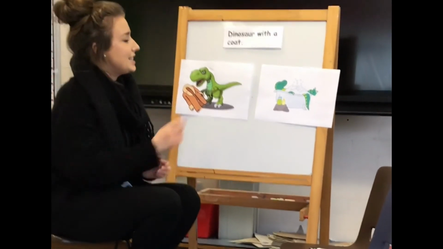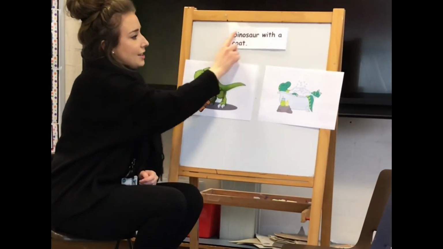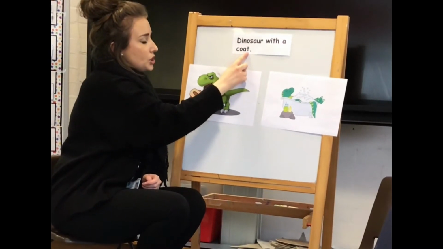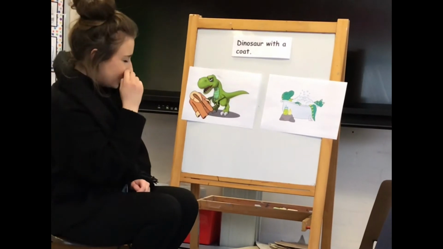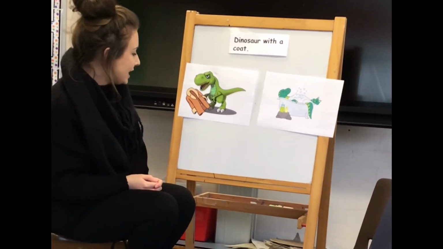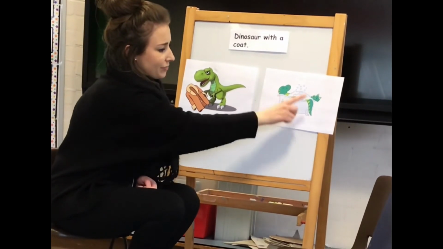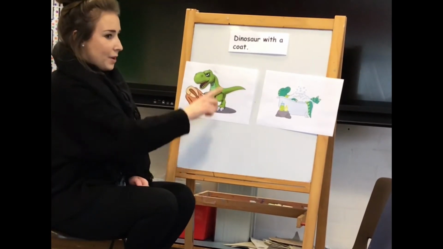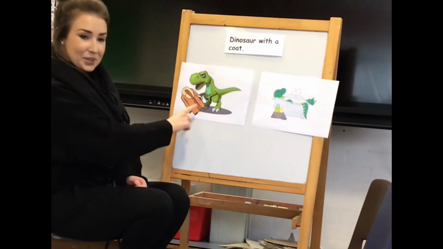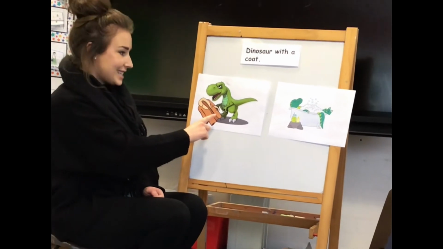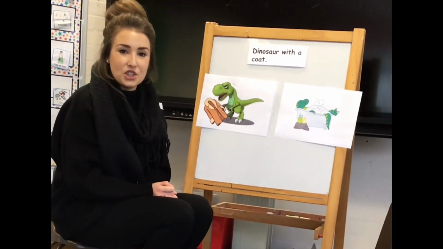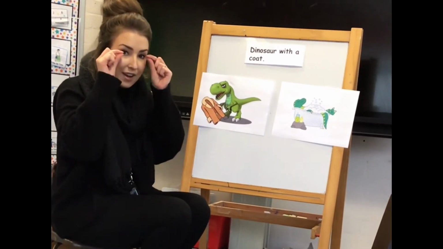Right, let's read our sentence. Remember that word that we've learned? Dinosaur with a coat. Coat. Ooh, now have a look at the pictures. See if you can point on my screen. Is it this one? Or this one? Where is the dinosaur in a coat? Yeah, you're right. It's this one. Fantastic. Brilliant. Right, close your eyes again. I'm going to change our sentence. Close your eyes.